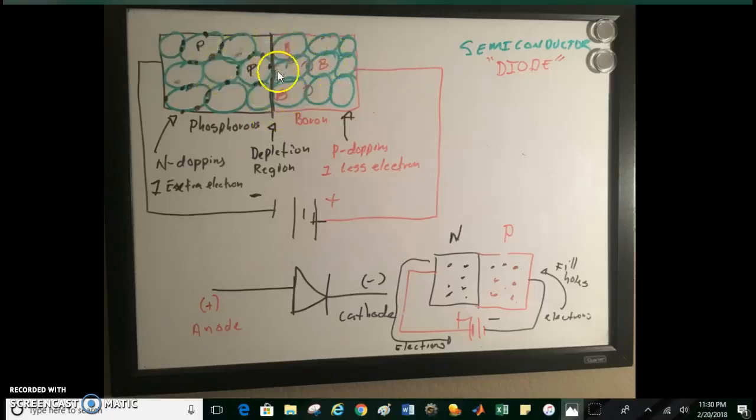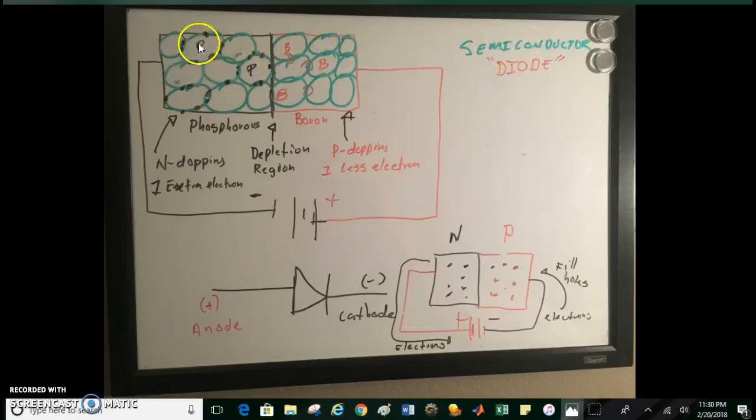This area right here is called the depletion region. If we just have this without the battery, this would be kind of like an insulator. That's why it's called a semiconductor.